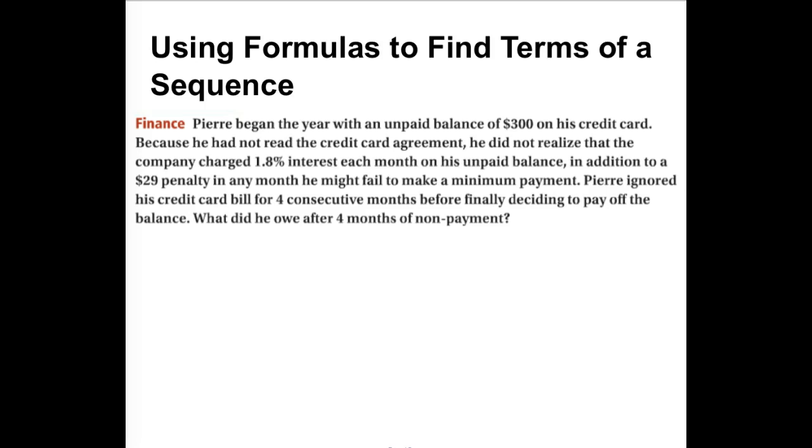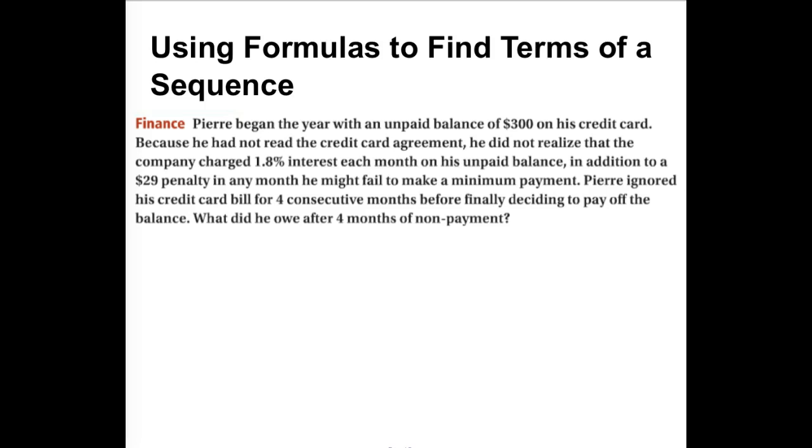Our last example, we're going to look at a word problem. It says Pierre began the year with an unpaid balance of $300 on his credit card. Because he had not read the credit card agreement, he did not realize that the company is charging 1.8% interest each month on his unpaid balance, in addition to a $29 penalty in any month that he might fail to make a minimum payment. Pierre ignored his credit card bill for 4 consecutive months before finally deciding to pay off the balance. What did he owe after 4 months of non-payment?